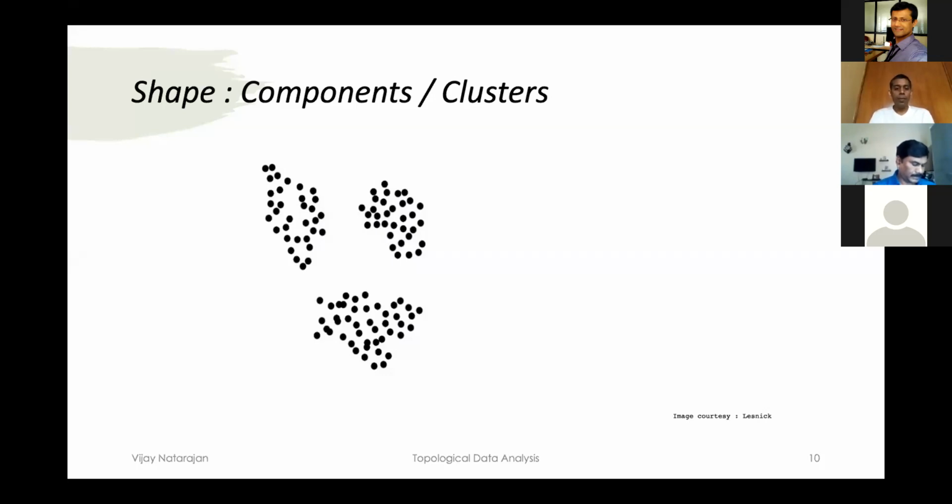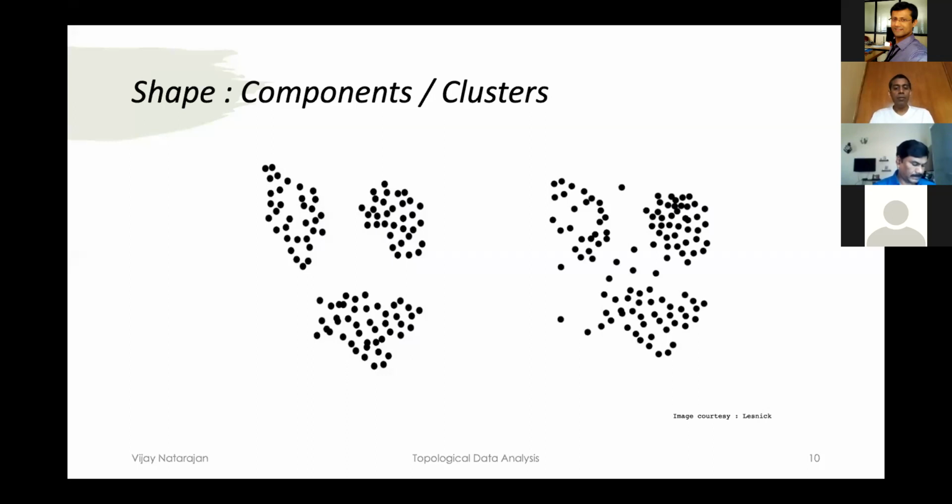But what if I introduce a little bit of noise? So this is essentially the same data set with a few points that are noise. Now the clusters or the components are not so clearly identifiable. So do we still say that there are 3 components? Do we say that there is only 1 component? What is the shape of this point set? Has it changed suddenly because you have introduced a few points? So these are interesting questions.